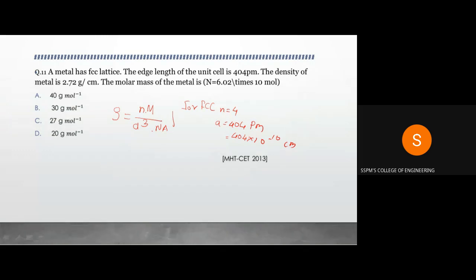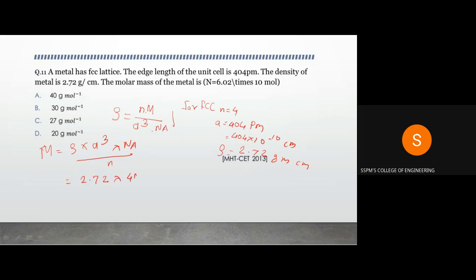Okay, so put this value. And also density is given, density is equal to 2.72 gram per centimeter cube. Find the molecular mass of metal. The metal has an FCC lattice, the edge length is given, density is given, the molecular mass means M is unknown. So find the value of M. M is equal to density into a cube into N A upon n.